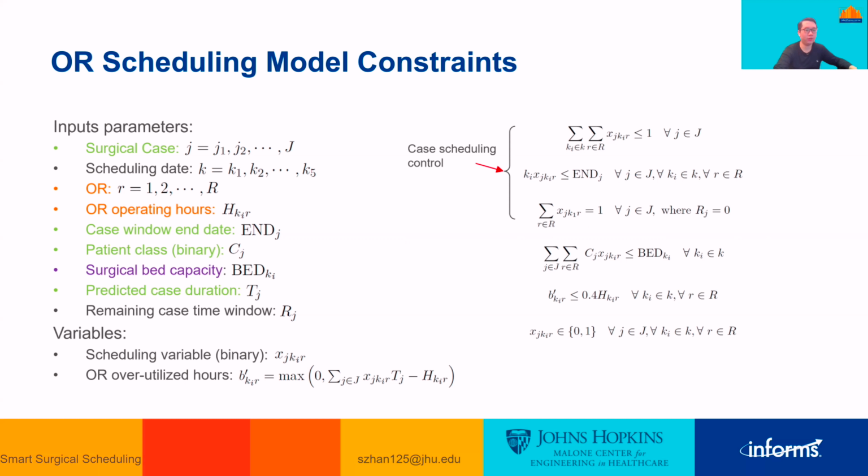The first three constraints control case scheduling. The first one ensures a case is scheduled at most once. The second one ensures a case cannot be scheduled after its time window. And the third one ensures we must schedule the case in this iteration if there's no remaining time window. The fourth constraint controls not exceeding surgical bed capacity. And the fifth constraint controls the overutilization limit.